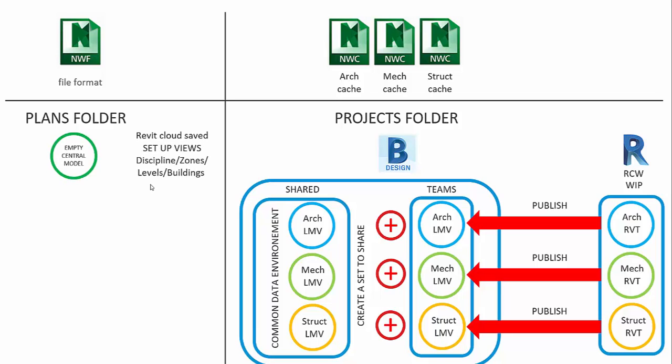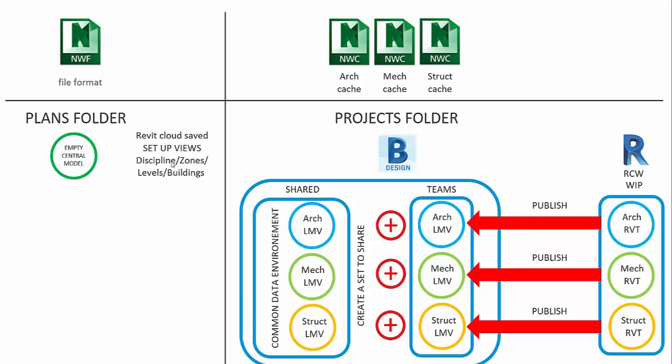So what we need to do inside of the plans folder, where model coordination works, is create an empty model that will act as a central model, and we're going to do this as a Revit cloud save. It doesn't have to be a Revit design collaboration or Revit cloud work sharing environment. It's just save the model as a cloud. And we're going to set up some views with the linked models.